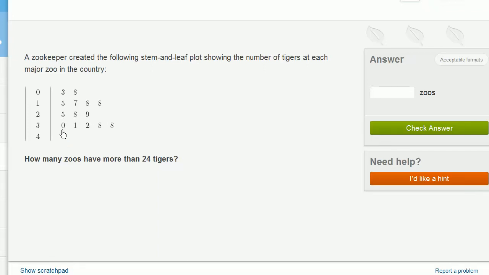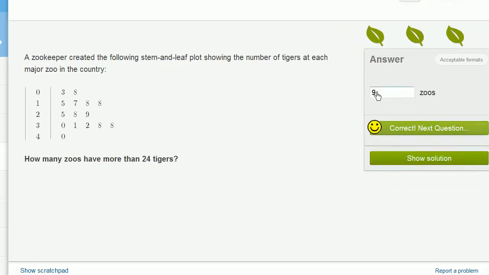So we count 1, 2, 3, 4, 5, 6, 7, 8, 9. 9 zoos have more than 24 tigers. 9 zoos, and we're done.